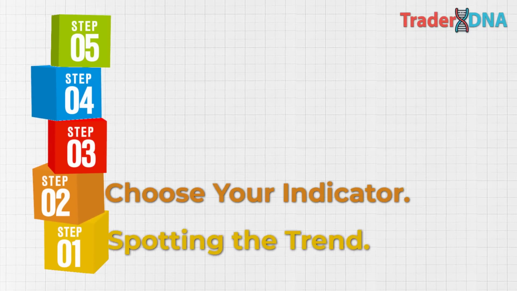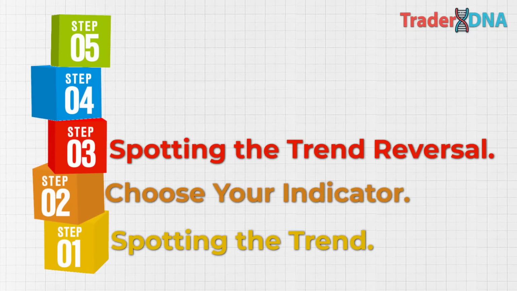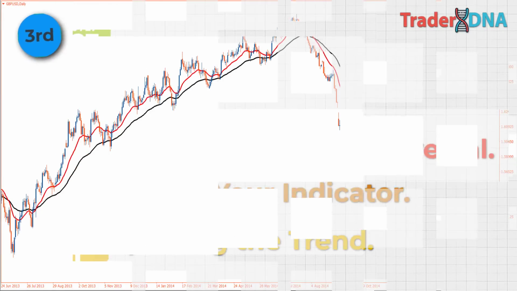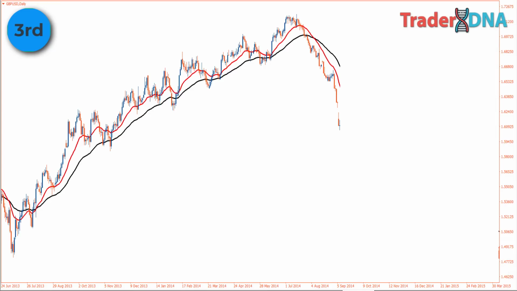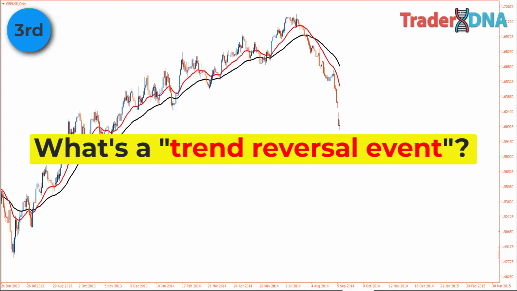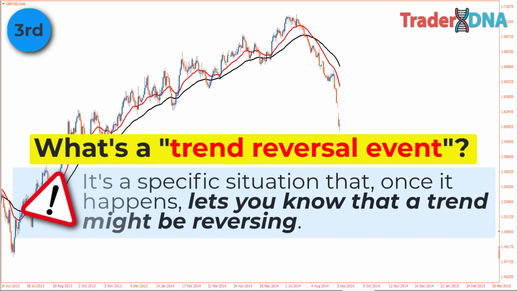Step number 3. Spotting the trend reversal. Now that we've identified a trend and have an indicator or pattern suggesting a trend might be changing, let's move on to the third step out of the 5 steps. We're getting serious now. But what's a trend reversal event? It's a specific situation that, once it happens, lets you know that a trend might be reversing.